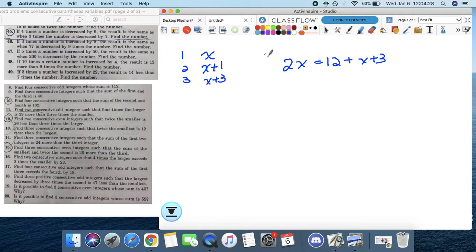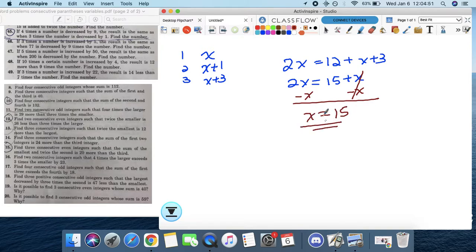Okay, so twice the smallest, 2x, equals 12 more than the largest. Yeah, that's it. So combine like terms. Let's do 12 and 3. Let's put them together. Plus x. We now have variables on both sides. Let's get rid of this little guy here. And we have these two go away. 15. Wow, so easy. x equals 15. So the first number is 15. The second one is 16. The third one is 17.